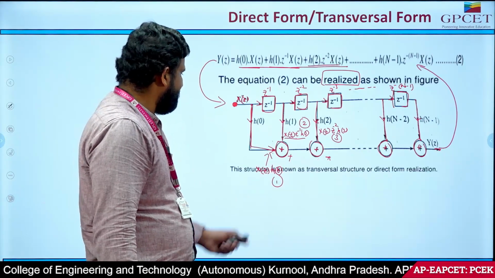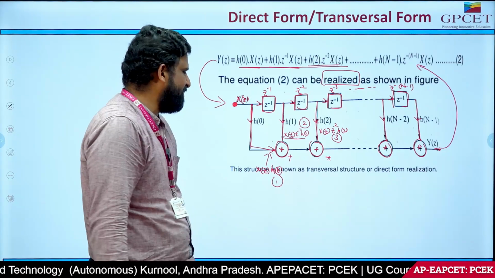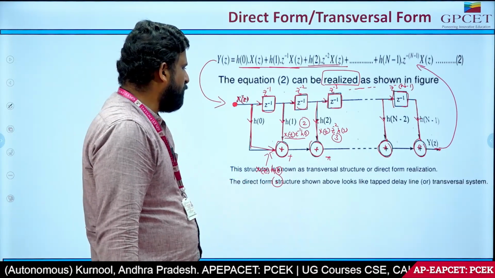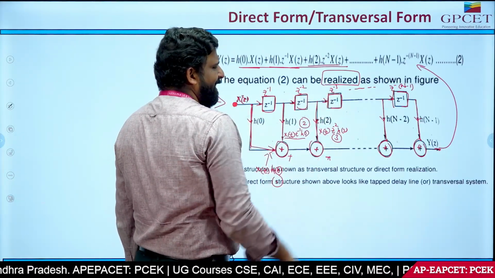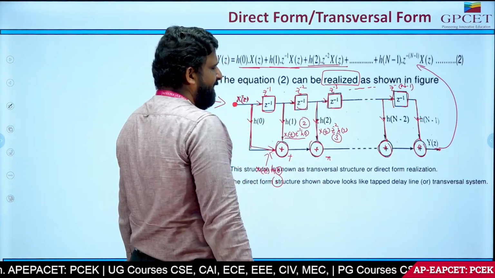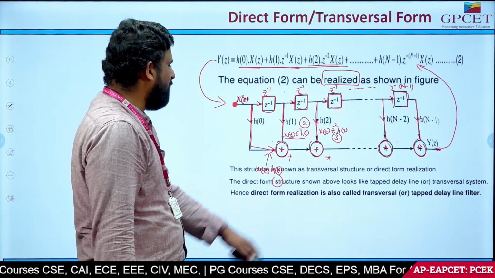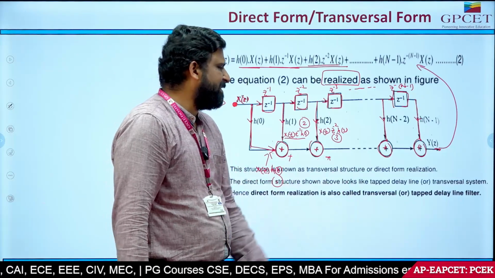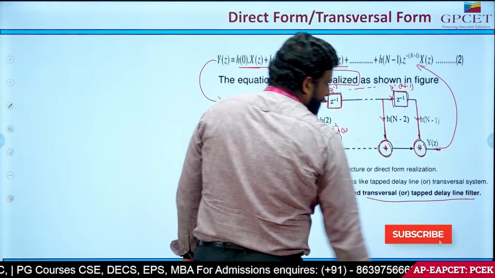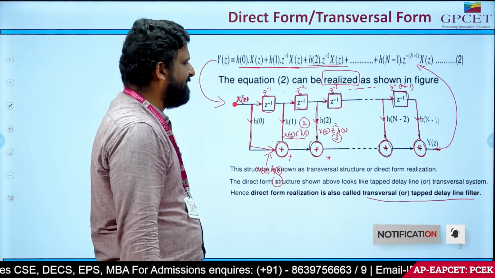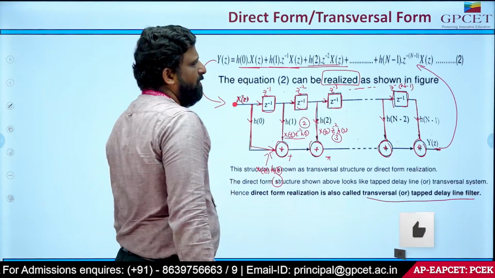So these structures are known as transversal structure or direct form realization. The direct form structure shown above looks like a tapped delay line. You can consider all this as tapped delay lines. Hence, direct form realization is also called transversal or tapped delay line. So we can call it by any name: direct form, transversal form, or tapped delay line. You can see the delays are all in tapped form.